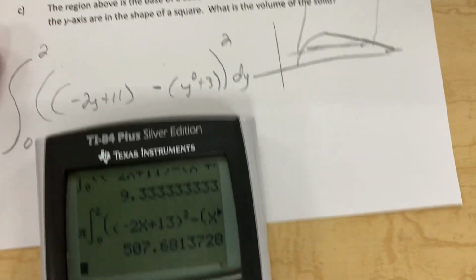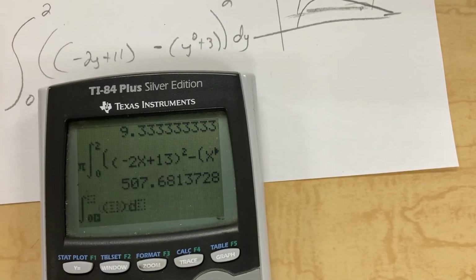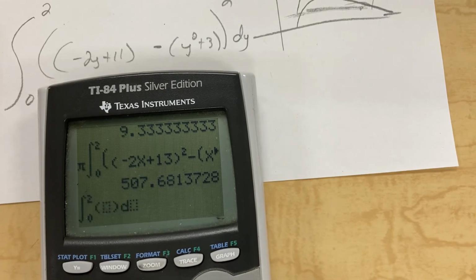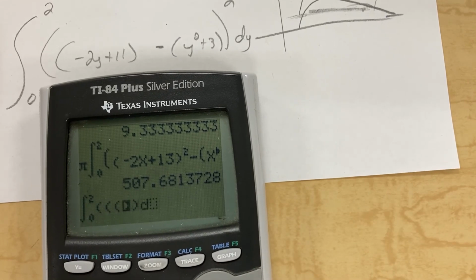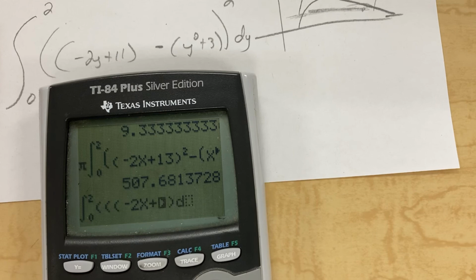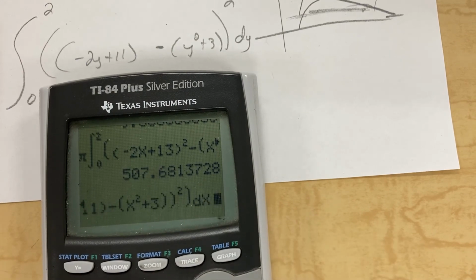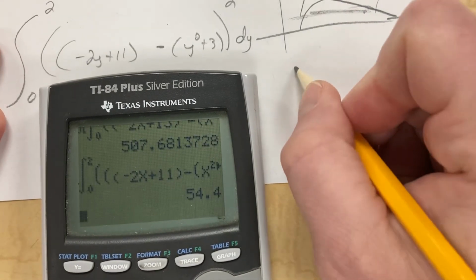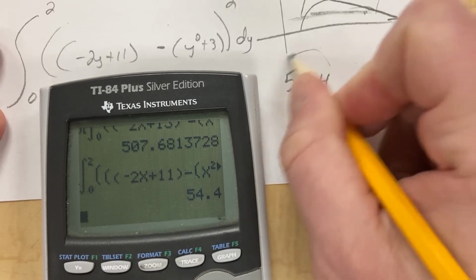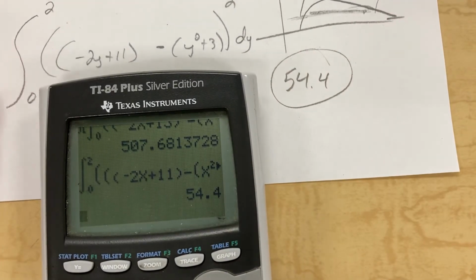On the calculator, I go math 9, 0 to 2, of negative 2x plus 11 minus x squared plus 3, all of that in parentheses squared, dx. 54.4 is what we end up with on that. That's number 2.